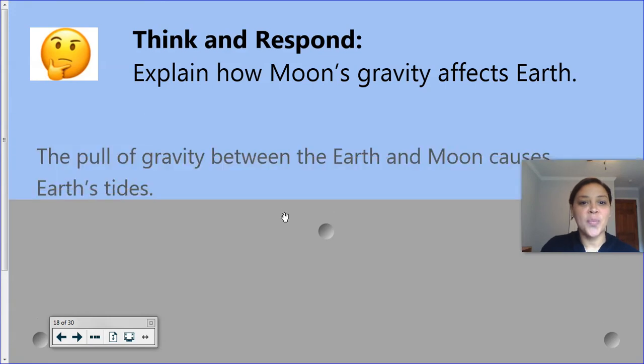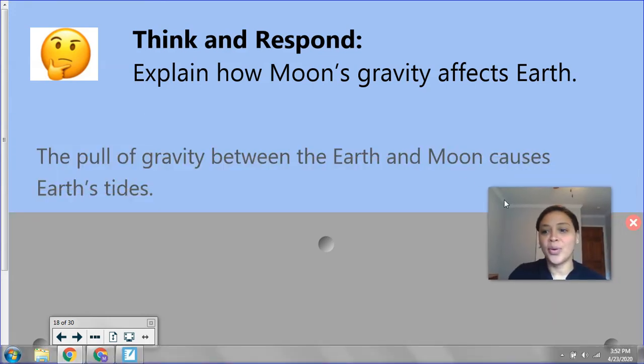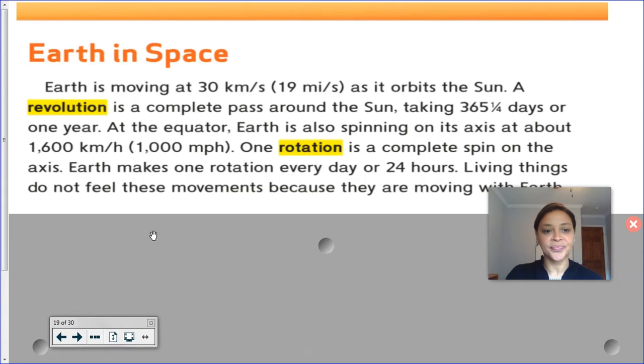Okay. I hope you were able to conclude that the pull of gravity between the Earth and moon causes Earth's tides, what we just read about in the text. So we're going to move on, boys and girls. You're doing a great job.